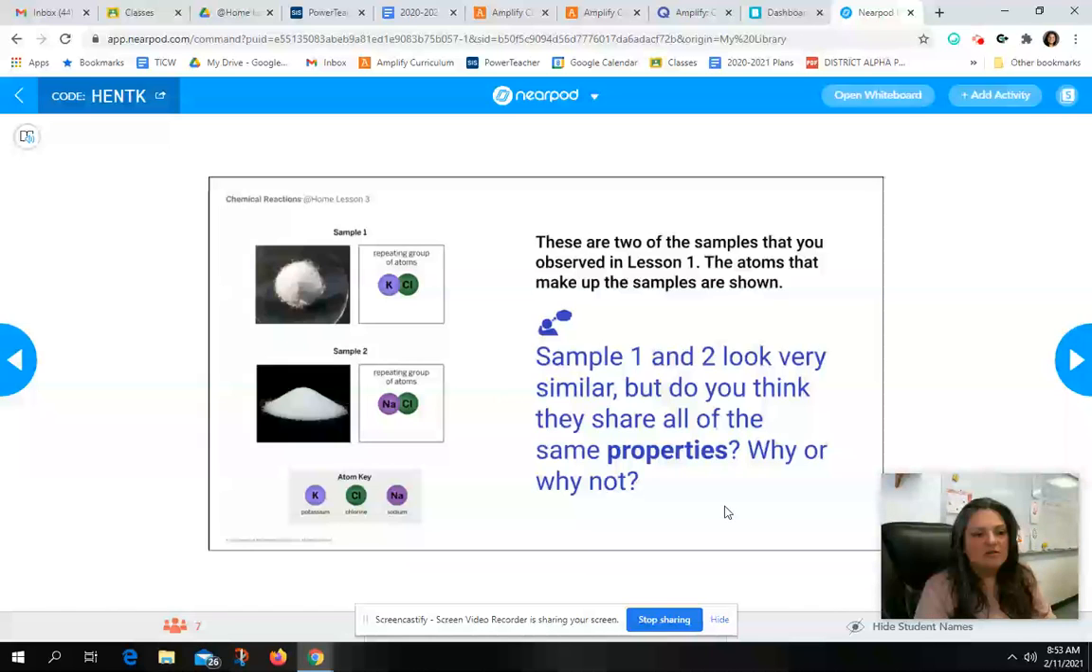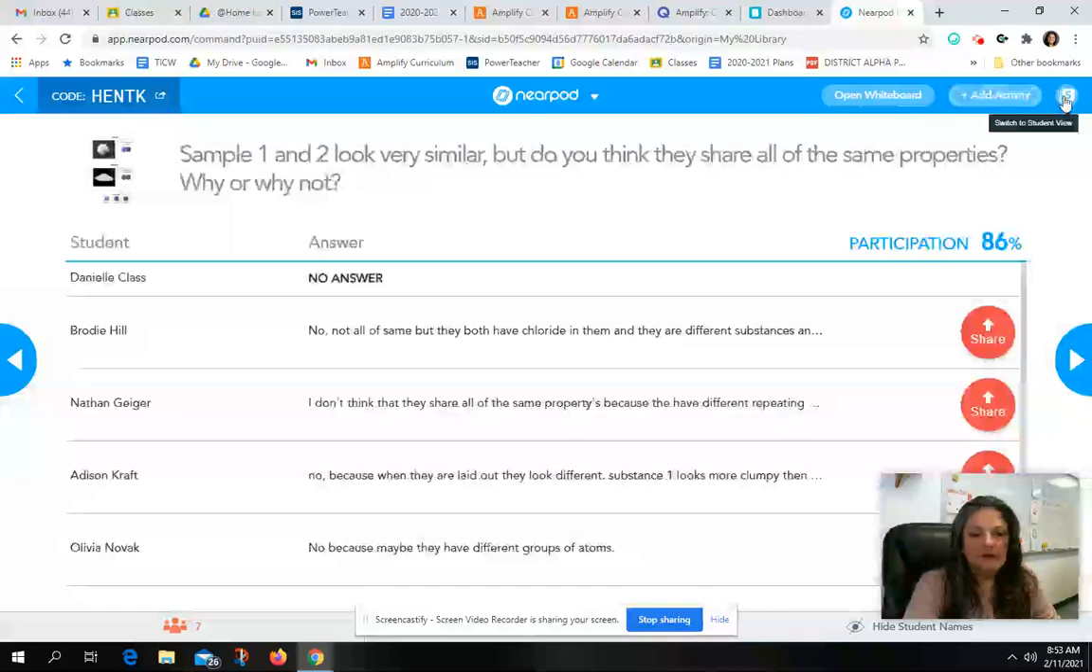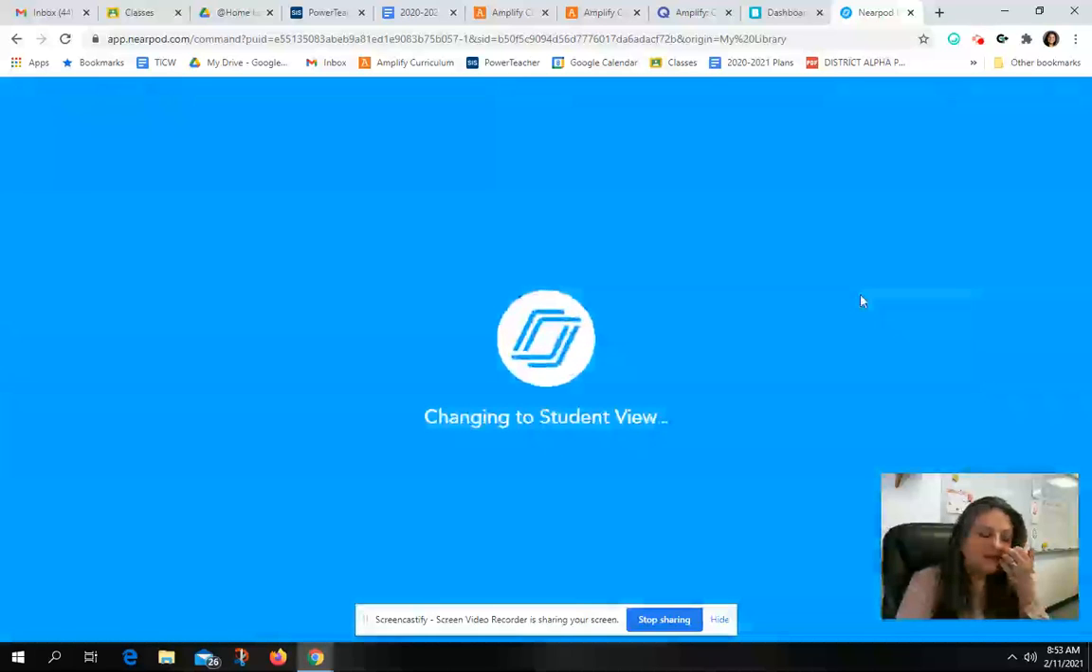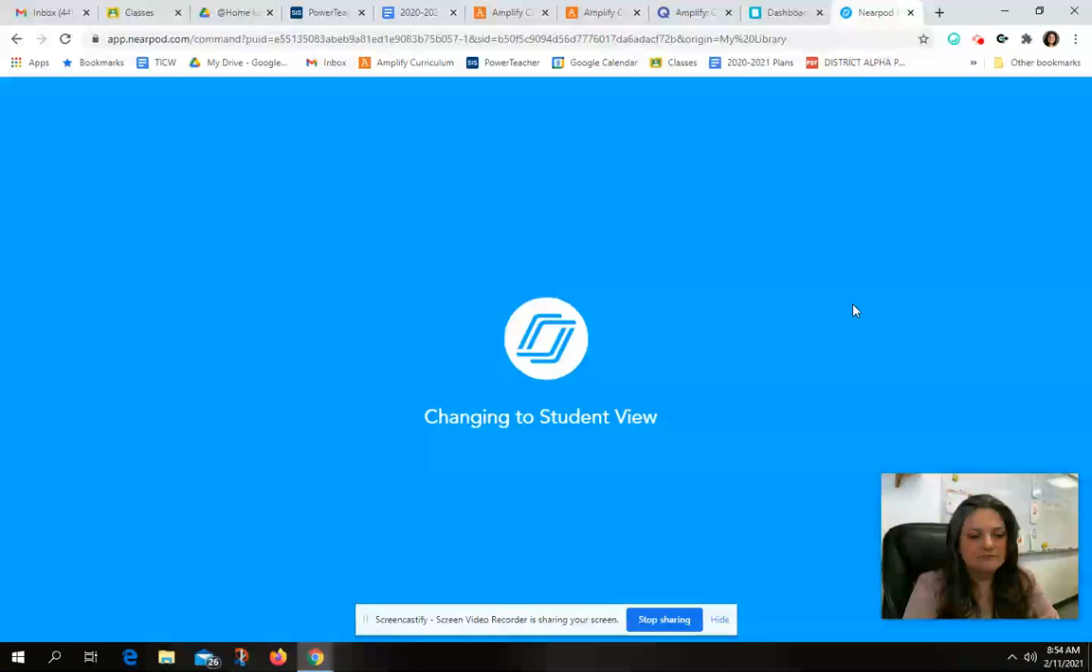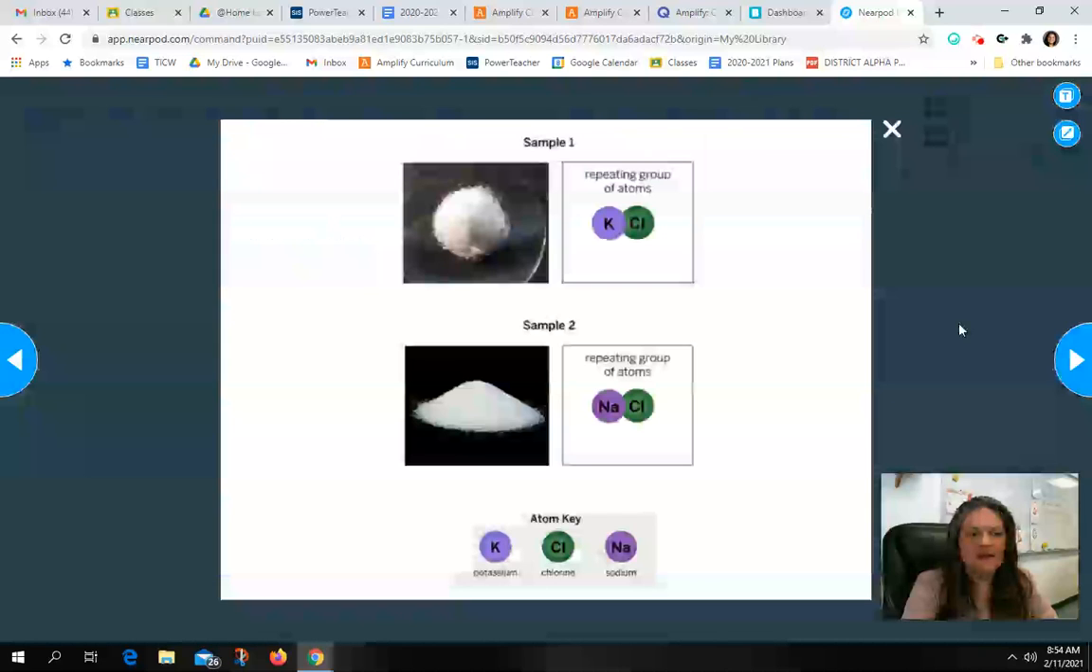So go ahead and take a look at the two diagrams. And on your next slide, sorry, let me switch this. On your next slide, you're going to answer the question. Sample 1 and 2 look very similar, but do you think they share all the same properties? Why or why not? So here's the diagram. You should go ahead and pause the video and answer that question.